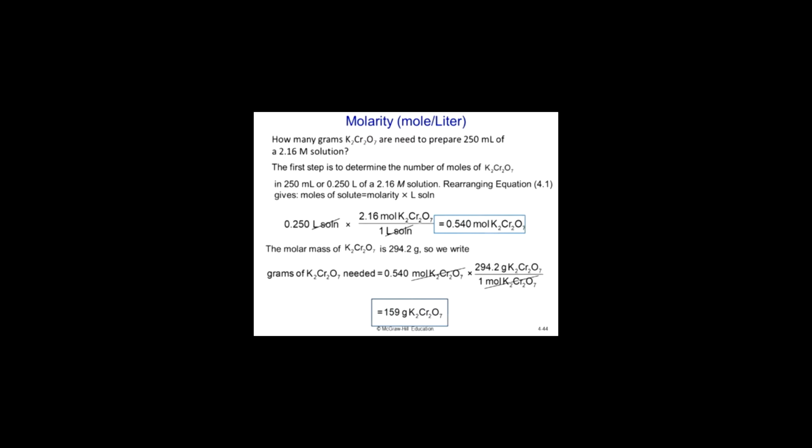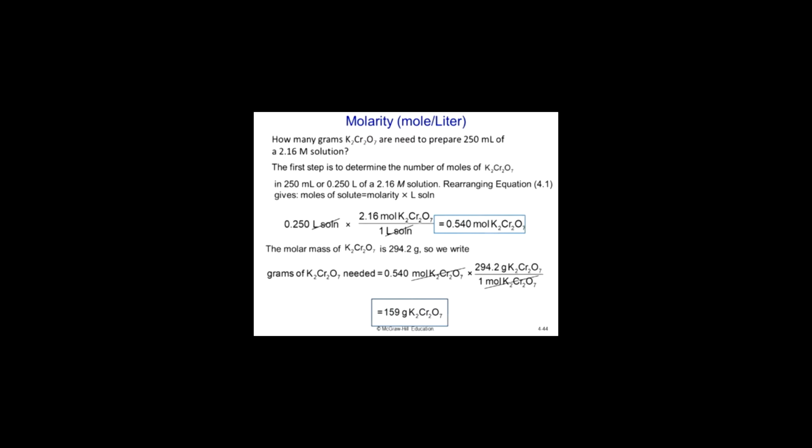So we set up the equation and we start with our given of 0.250 liters of solution. We then cross-hatch down using dimensional analysis the liters on the bottom, and we know that we can take liters directly to moles because moles per liter is a recognized conversion factor in chemistry, and therefore we get 0.540 moles of potassium chromate, three significant figures.